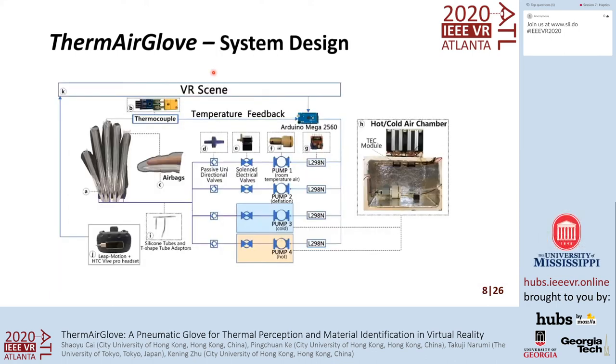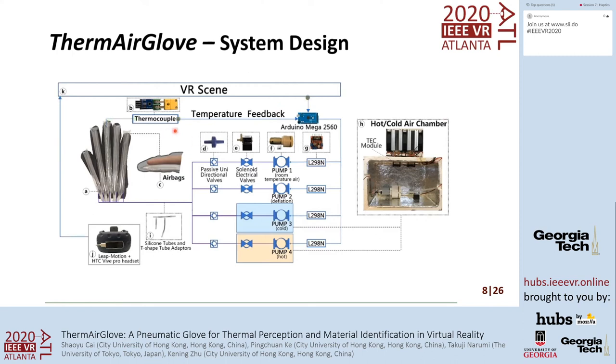And this is a system diagram of Thermal Air Glove. In the thermal and pneumatic control system, we use an Arduino board. We chose 3 air pumps for inflation and 1 pump for deflation through servo valves. To reduce the heat transfer during the pumping process, the cold and hot pumps were placed into the temperature chambers. We use an HTC Vive Pro headset and Leap Motion to detect hand gestures. When the user wears Thermal Air Glove, pump 2 will deflate the airbags. When touching or grasping different materials in virtual environments, the thermocouple will return the real-time temperature, and the system will control pump 1, pump 3, and pump 4 to mix hot, cold, and room temperature air to maintain the target temperature in the airbags.